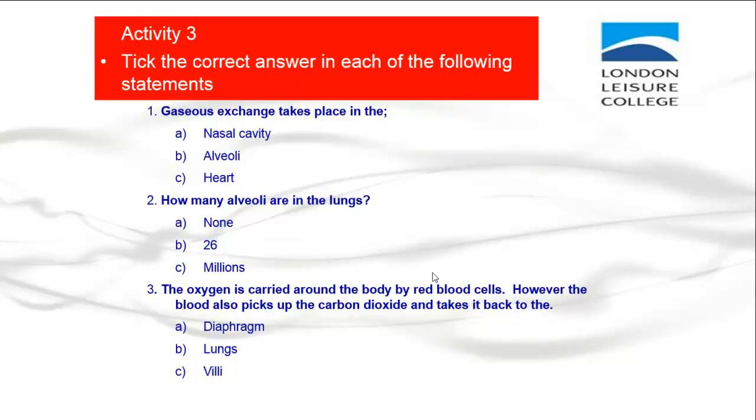And also, once you've done that, I want you to tick the correct answer in each of the following statements. So 1, gas exchange takes place in the A, nasal cavity, B, alveoli, or C, heart. Number 2, how many alveoli are in the lungs? A, none, B, 26, and C, millions. And 3, the oxygen is carried around the body by red blood cells. However, the blood also picks up the carbon dioxide and takes it back to the A, diaphragm, B, lungs, and C, villi.